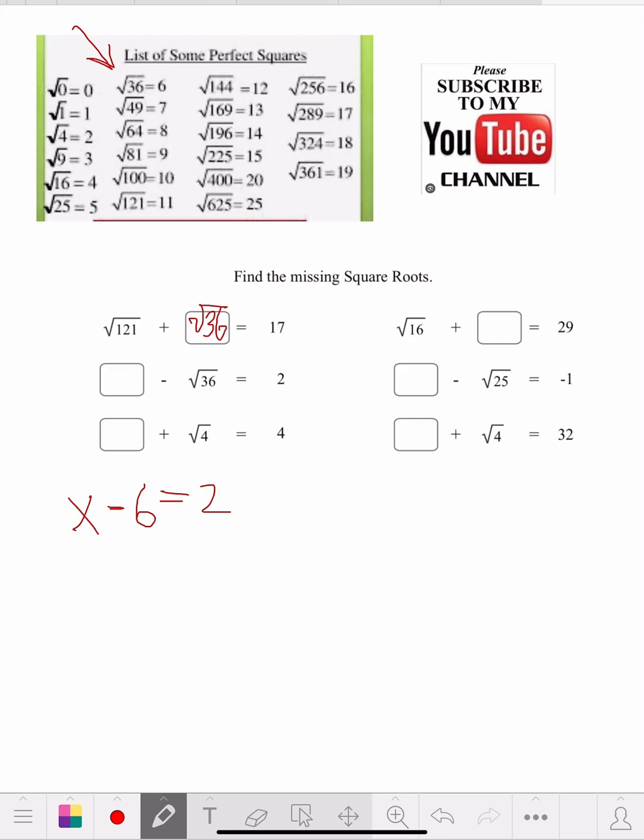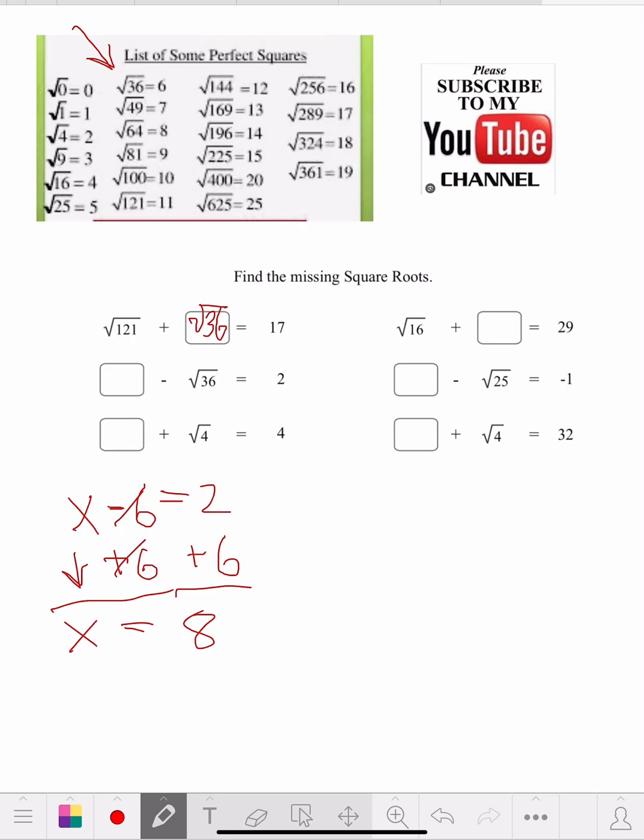So we add 6 to both sides. What we do to one side, we have to do to the other side. The x comes down. These two, a positive and a negative 6, cross out. This comes down to an 8. X equals 8. But we know they're not looking for 8 in there. They're looking for whatever the square root of 8 is.